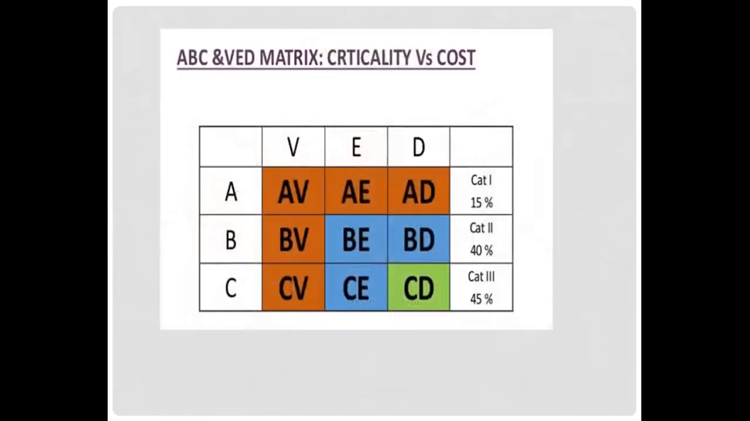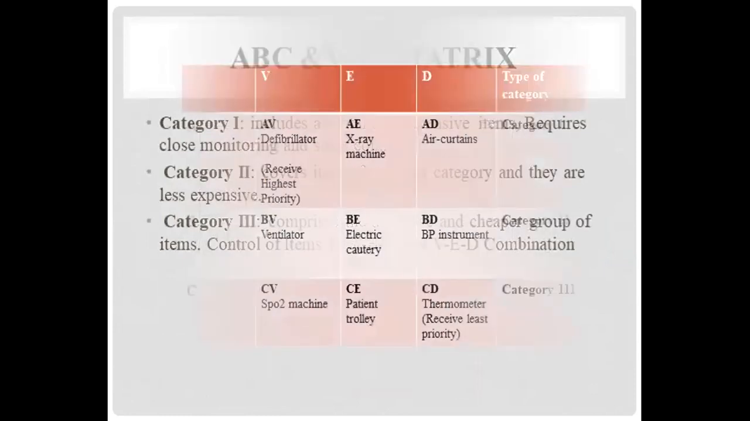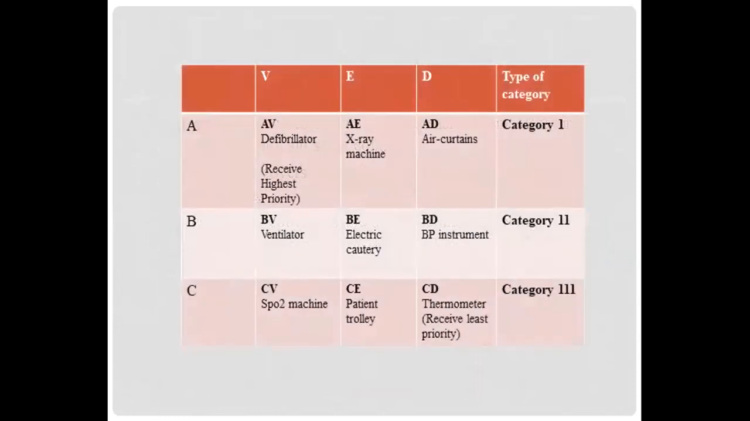If we combine a matrix of ABC analysis and VED analysis, there come three categories: category 1, category 2, and category 3. Category 1 includes all vital and expensive items that require close monitoring. Category 2 covers items of essential category, and category 3 consists of desirable and cheaper items. Therefore, if we make a matrix, then various items come under category 1, 2, and 3.